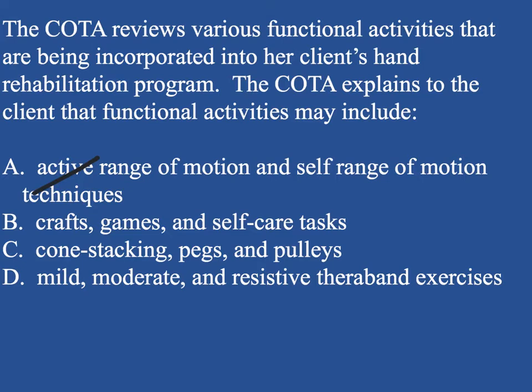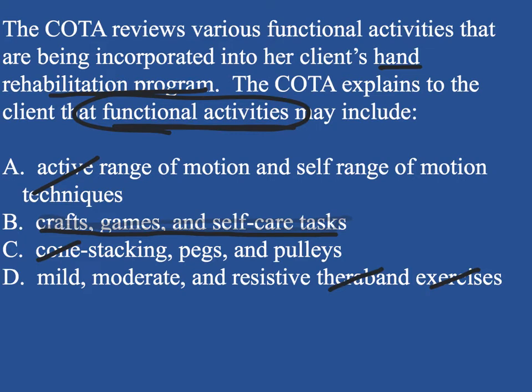The next option is crafts, games, and self-care tasks. So we're going to go back and look at the question. We know that we need something that's going to work on hand function, right? And we want functional activities. Okay, so B does have crafts, games, and self-care tasks. So possibly, right? Let's think about maybe using this one as an option. The next option is cone stacking pegs and pulleys. That is definitely not functional, so we'll cross that out. The next option is mild, moderate, and resistive TheraBand activities. Again, TheraBand, definitely not functional. So if you go back, this question was asking for functional activities, thus B is the answer because that's the only one that's functional.